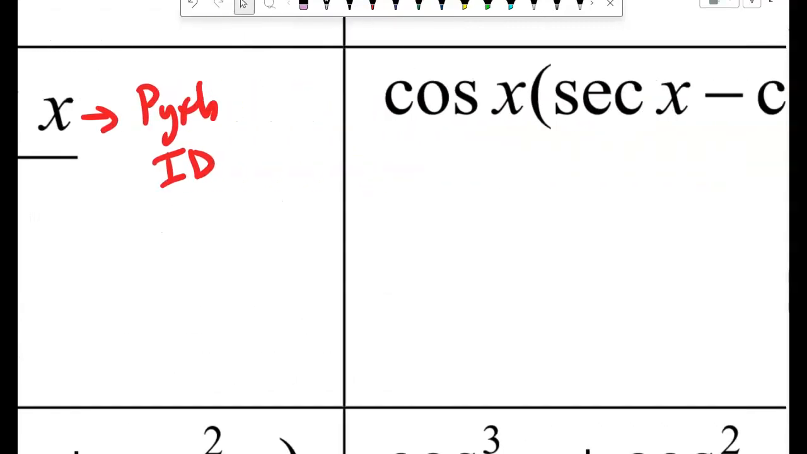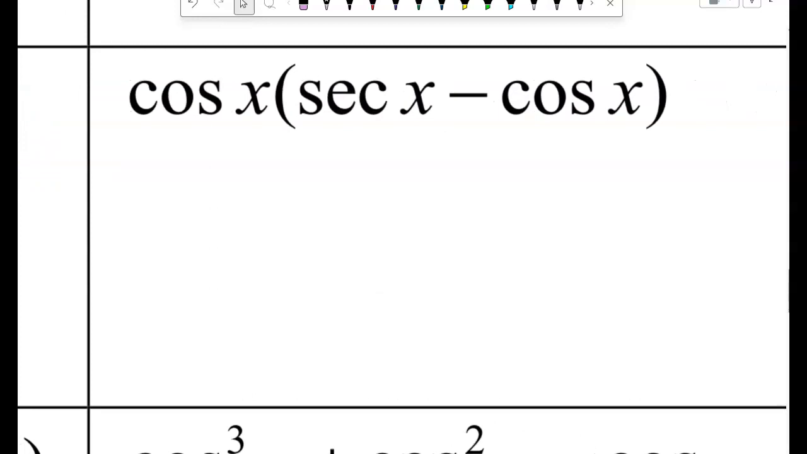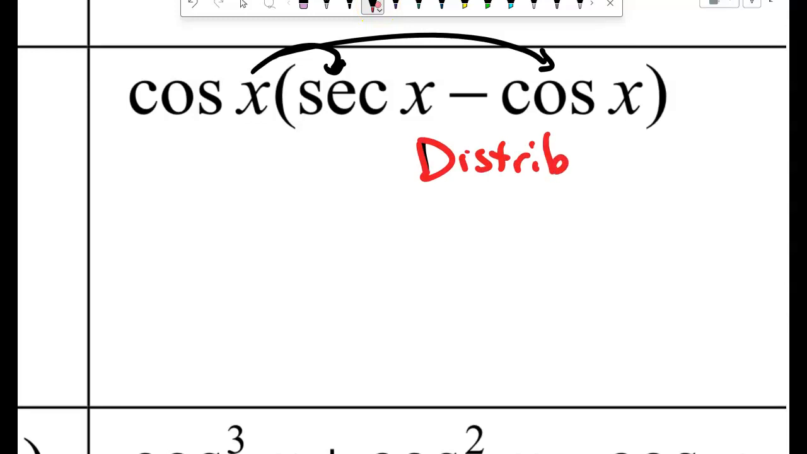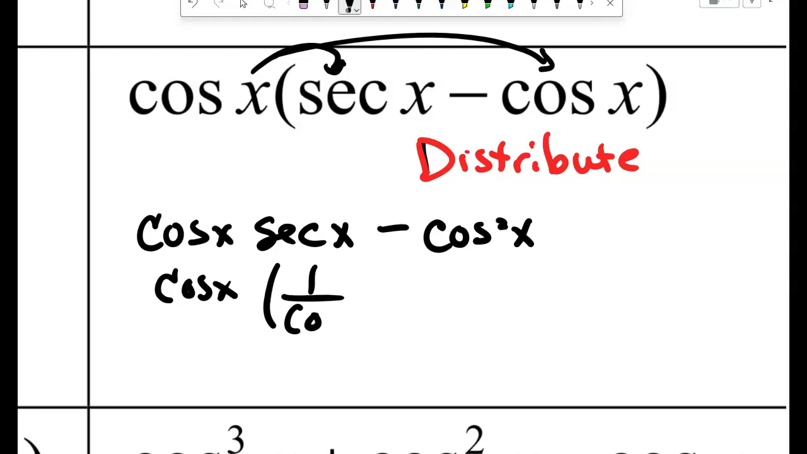All right, how about the next one? I actually think distributing would be a smart choice, and after distributing, I think changing your secant to 1 over cosine would be a good choice. So if you distribute, you could go cosine x times secant x minus cosine squared x. Again, who knows if we're doing this right because we only have one side of this, but I would probably go like that.